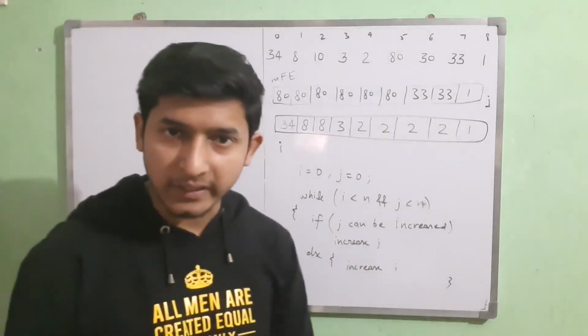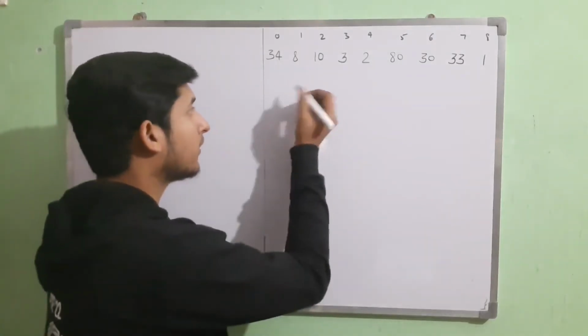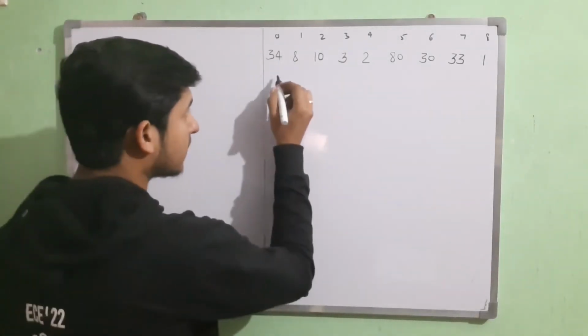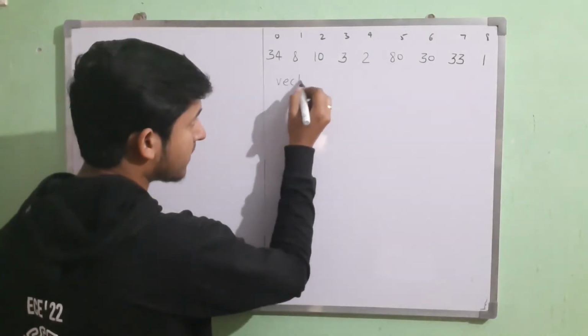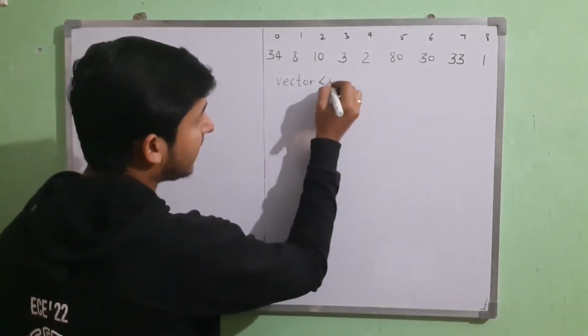So let's start coding it. First I'll create two auxiliary arrays. So vector should work, vector of integer.